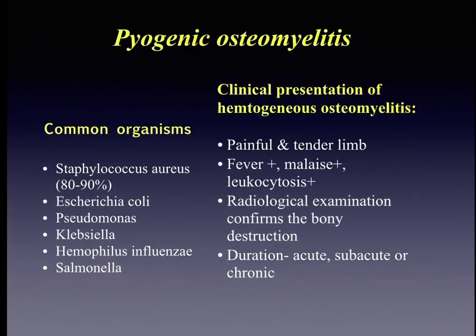So clinically, patients with pyogenic osteomyelitis present with a painful and tender limb, and they can have systemic manifestations like fever and malaise. When you examine the CBC, it shows leukocytosis, especially in acute pyogenic osteomyelitis. Radiological examination confirms the bony destruction. Depending on the duration of the symptoms, it can be either acute, subacute, or chronic type of pyogenic osteomyelitis.